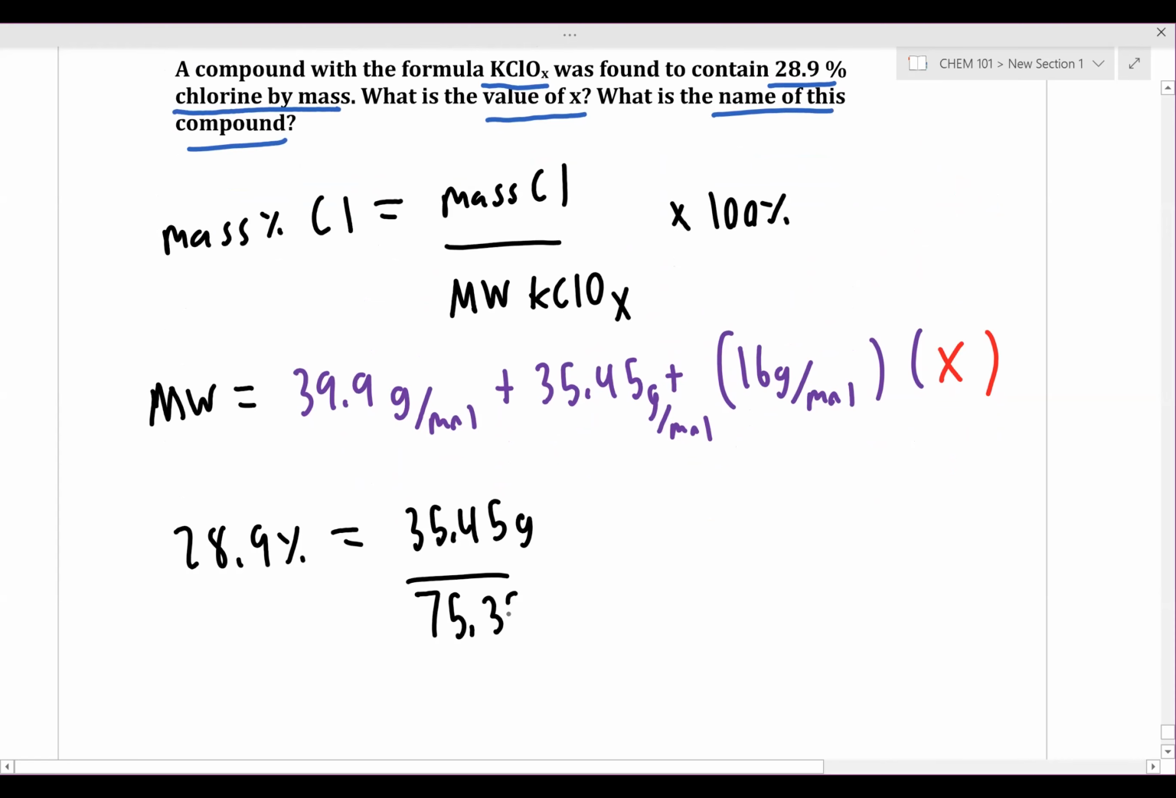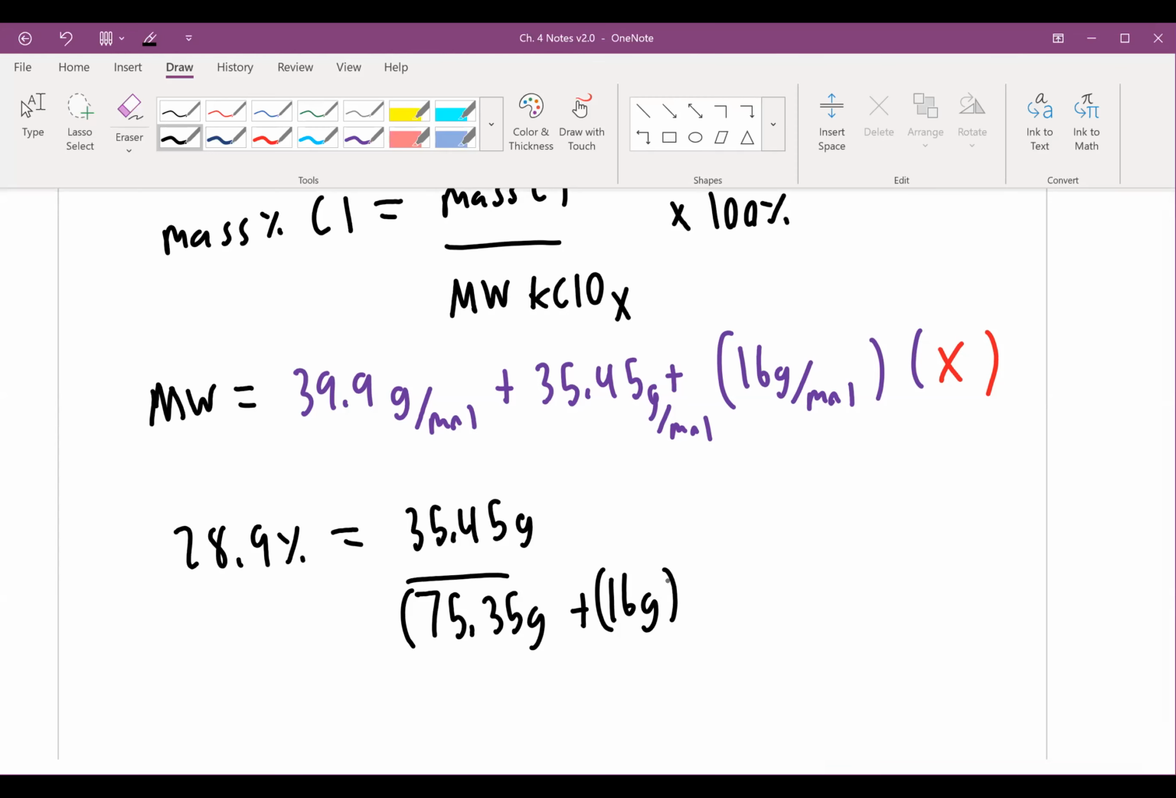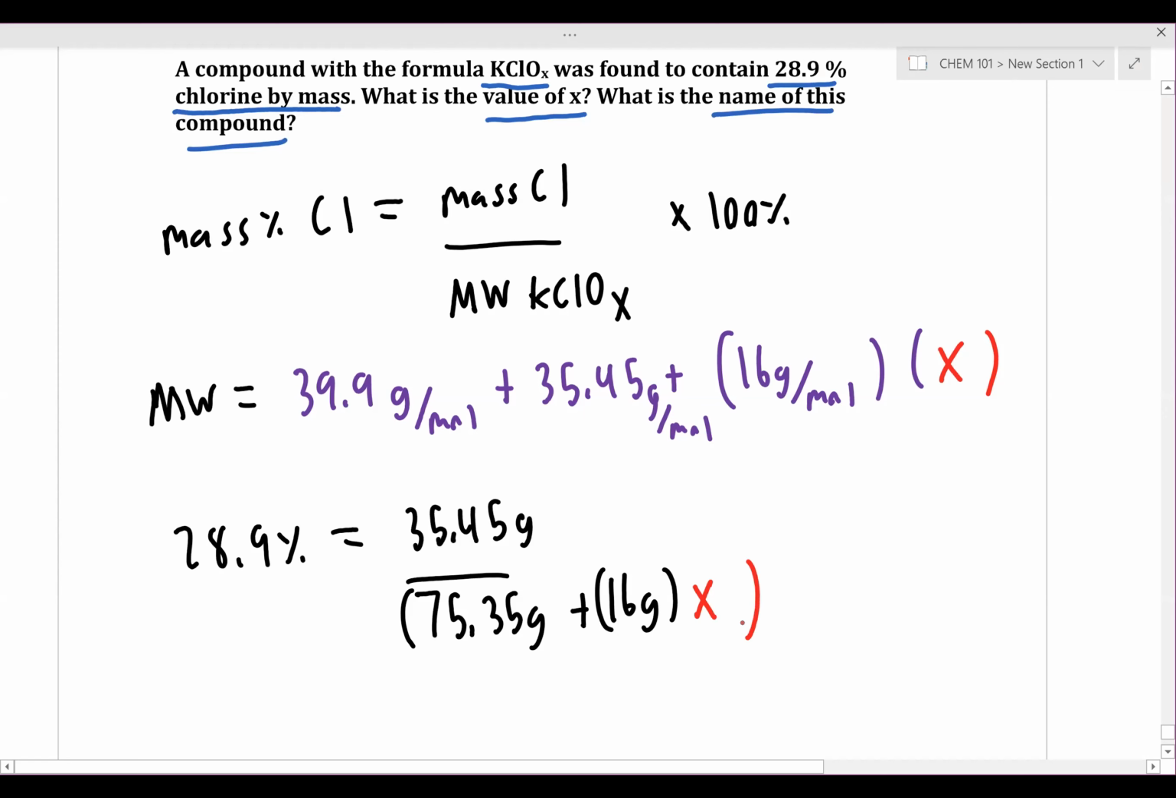75.35 grams plus 16 grams. And then let's label the variable in a different color. 16 grams times X, okay? And then times 100%. So do we have the tools available to solve for X? Is this a single equation with just one unknown?